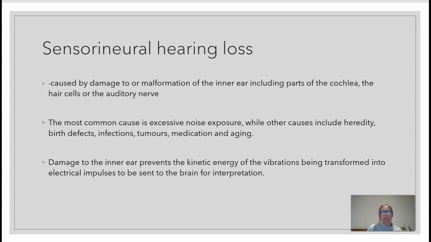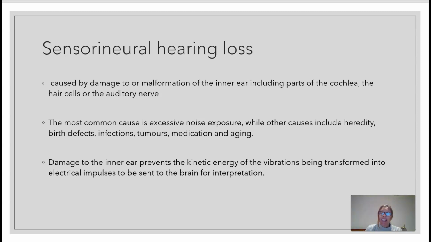Then we have the sensory neural hearing loss. And again, it can be caused by damage to or malformation of, but this time it's the inner ear, because that's where that neural pathway is to the brain. So it's usually to do with our cochlea, or it may be damage to the hair cells of the auditory nerve.